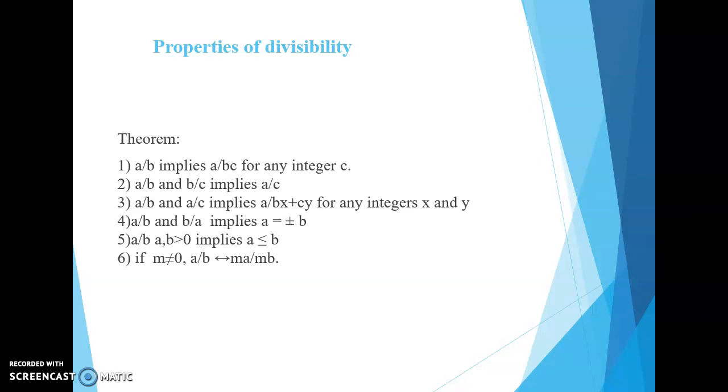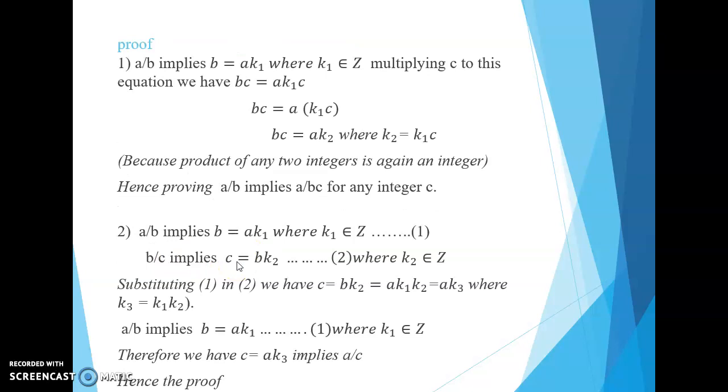These are the basic properties of divisibility. That is, if A divides B implies A divides BC for any integer C; A divides B and B divides C implies that A divides C; A divides B and A divides C implies that A divides Bx plus Cy for integers x and y; A divides B and B divides A implies that A equals plus or minus B; A divides B and A, B are positive implies that A should be less than or equal to B. And the last property is if M is not equal to 0 and A divides B, then MA divides MB.